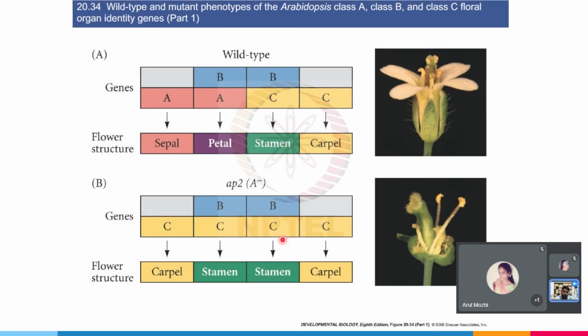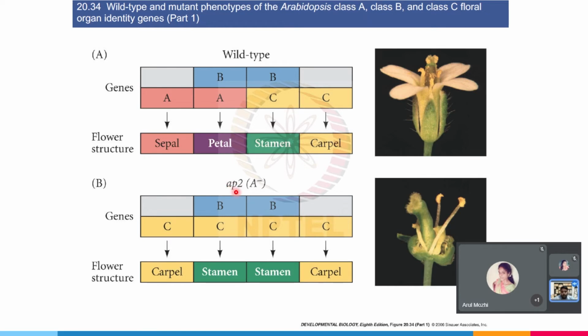So we'll go through the ABC model again and try to identify what is the problem. So wild type and mutant phenotypes of Arabidopsis class A, B, and C floral organ identity genes. So this is the wild type structure that we were looking at earlier. These are the four holes, 1, 2, 3, and 4. In the first one, only class A genes are expressed, which form the sepal. In the second, class A and B are expressed, which form the petal. In the third, B and C are present, which form the stamen. And finally, we have C only that produces carpel. So this is the wild type formation. Now let's look at what knocking out one class of genes does to the entire flower.